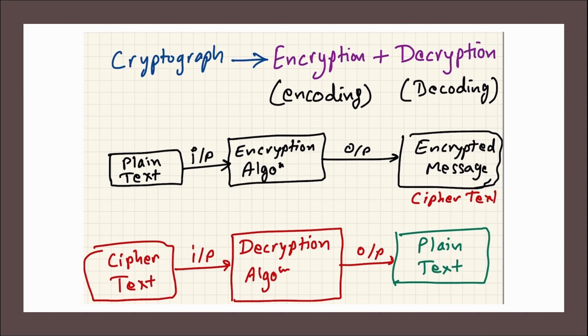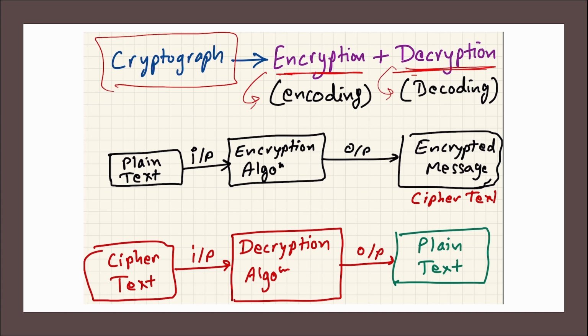Now, if we talk about cryptography, basically it's a combination of two sub processes. One is encryption, another is decryption. Encryption is also referred to as encoding and decryption as decoding. For example, when you have some plain text and you input it into the cipher, or the encryption algorithm, the output of this algorithm is an encrypted message or a ciphertext, which is an encoded message. And you can only read this message if you have the right key.